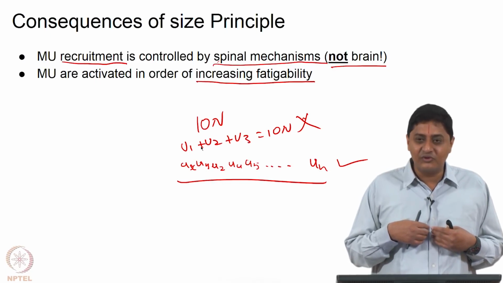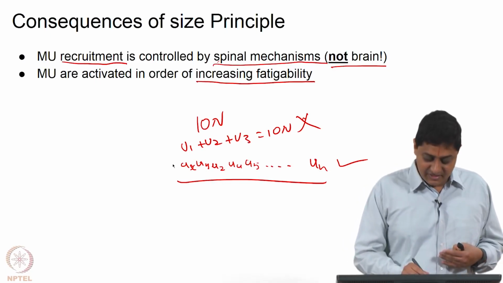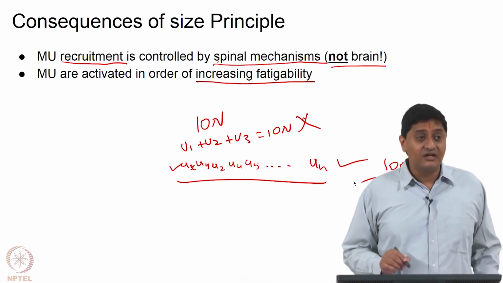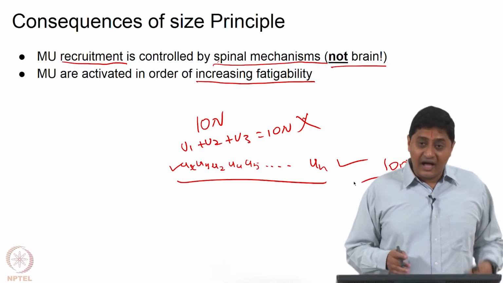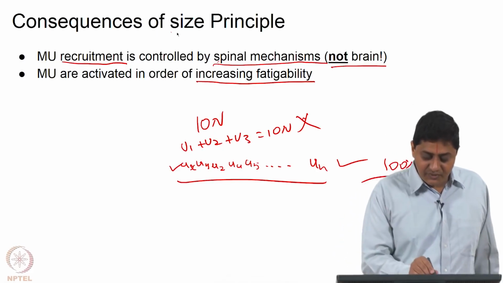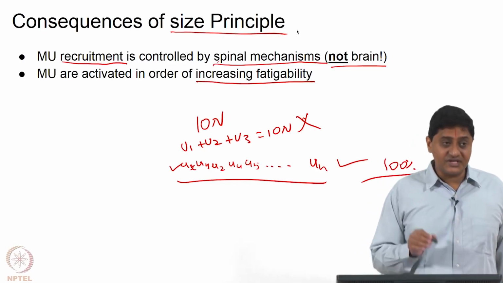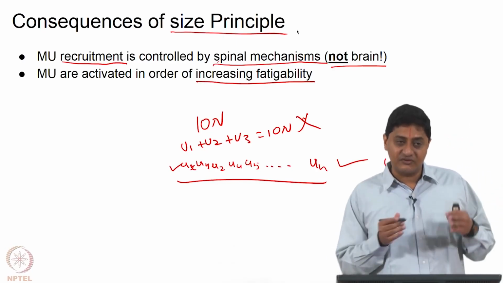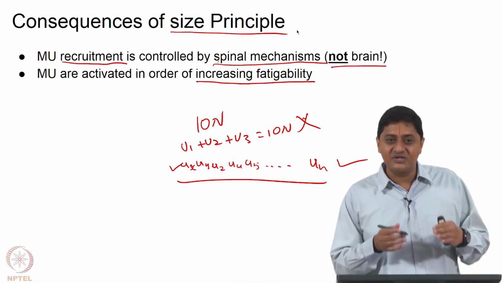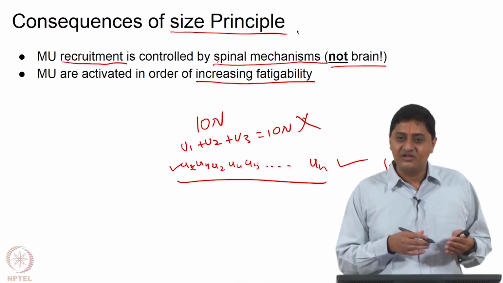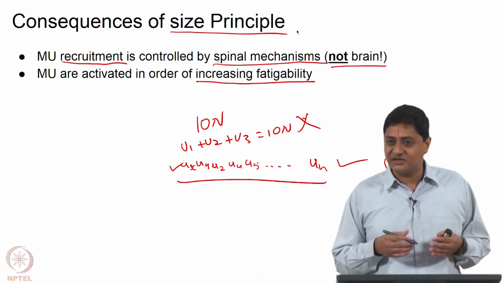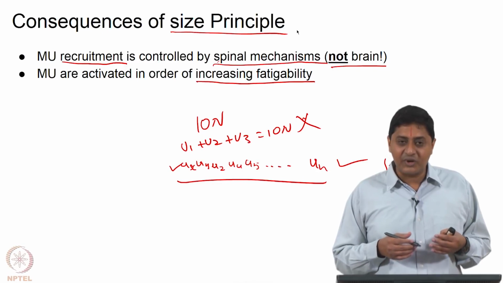So, the chances are I am going to recruit this, not just the chances, this is 100% chance. I am going to almost always recruit a large number of motor units to achieve a particular amount of force. This is again a consequence of the size principle. Motor units are activated in the order of increasing fatigability. So, I am first recruiting smaller ones and then the larger ones. Smaller ones have less fatigability. So, by default I am using a strategy that is going to reduce the probability that I am going to be fatigued.